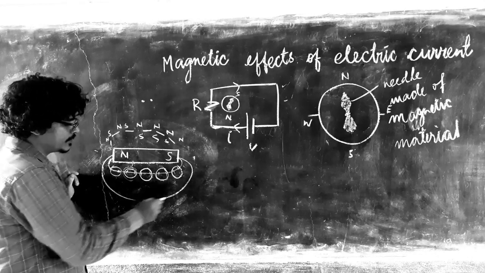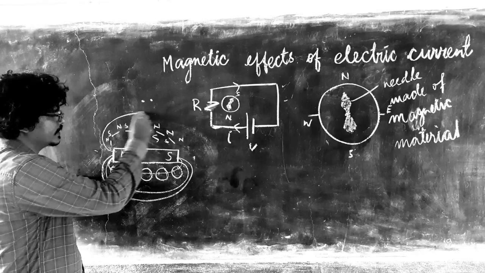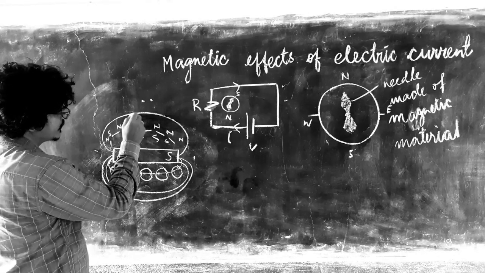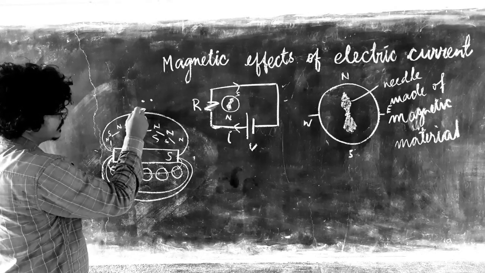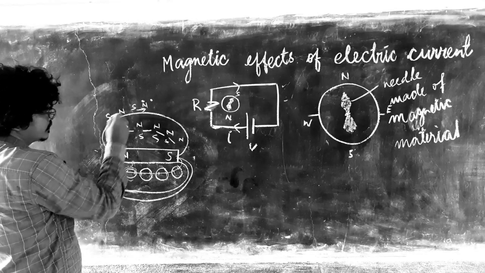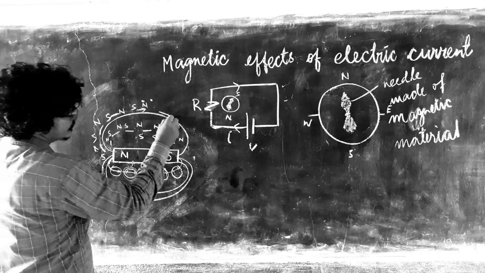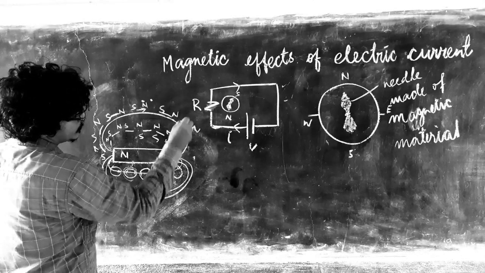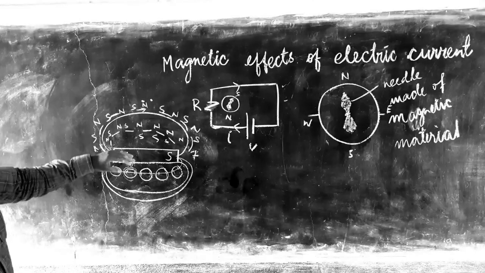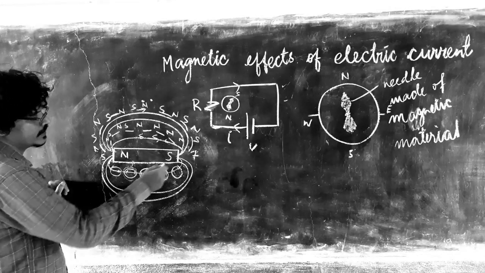Here also you will observe a similar pattern. In this region also you will observe a similar pattern. Basically, if you put it anywhere along this path, you will see that the north pole is on this side and the south pole is something like this. North, south. If you keep on repeating at different places, you will get a similar pattern.